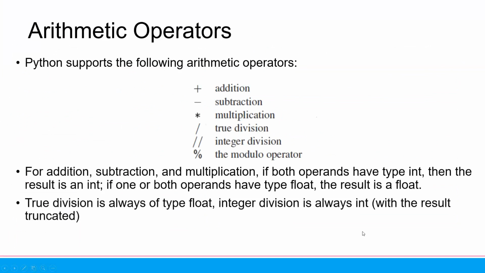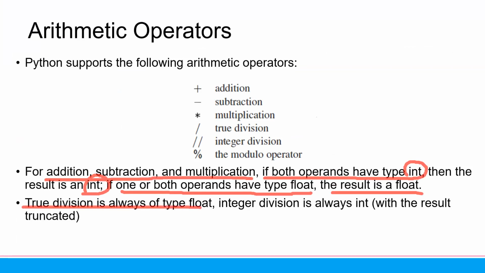For the arithmetic operators, I think you already know. Okay. Plus, minus, multiply, true division, integer division, and modulo. For the addition, subtraction, multiplication, if both operands have type int or integer, then the result will be integer. If one or both operands have type float, then the result is a float. True division is always type float. Okay? True division is always type float. Integer division is always integer.